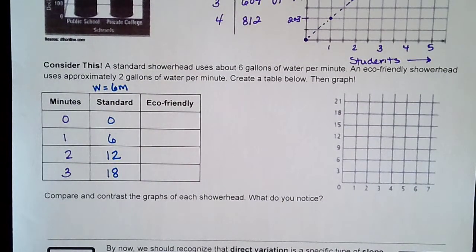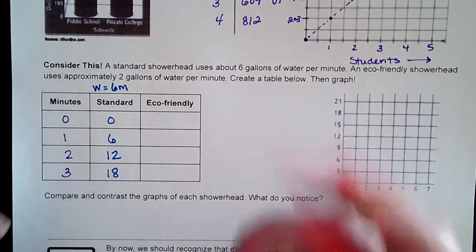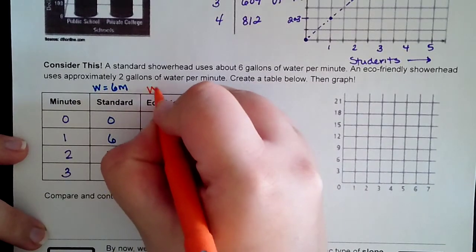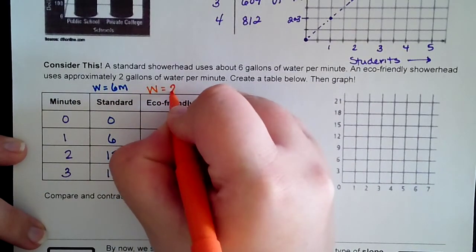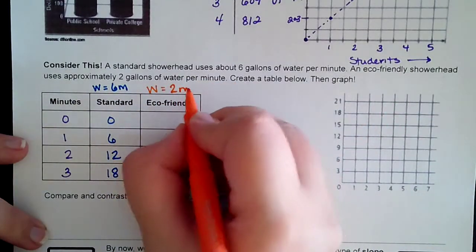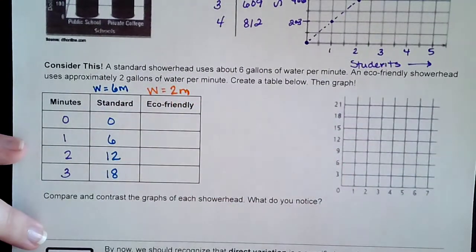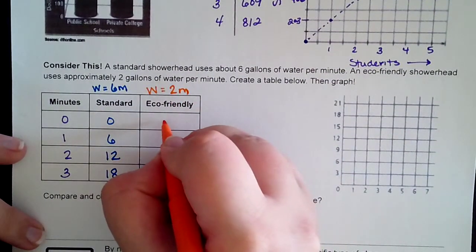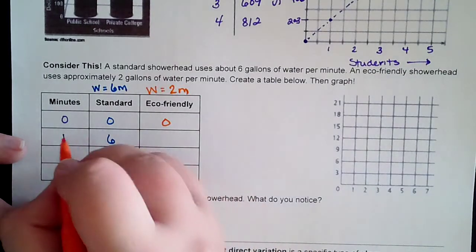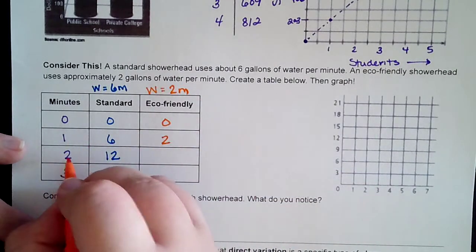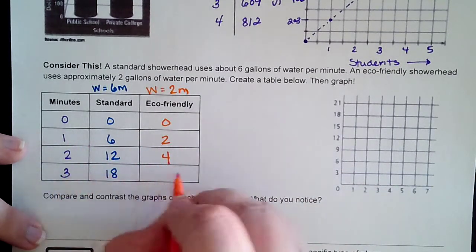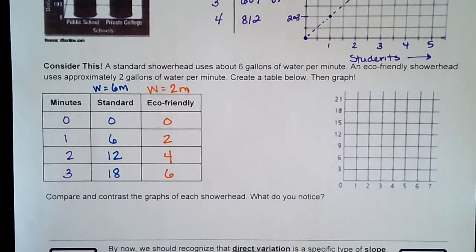Our eco-friendly shower head, on the other hand, I'm going to use the orange here. The water is equal to 2 gallons per minute. So each time we plug something in here, we're going to multiply it by 2 gallons. At 0, we're still at 0. We're good to go there. 1 minute uses 2 gallons. 2 minutes uses 4. 3 minutes uses 6 gallons. So there is our table.